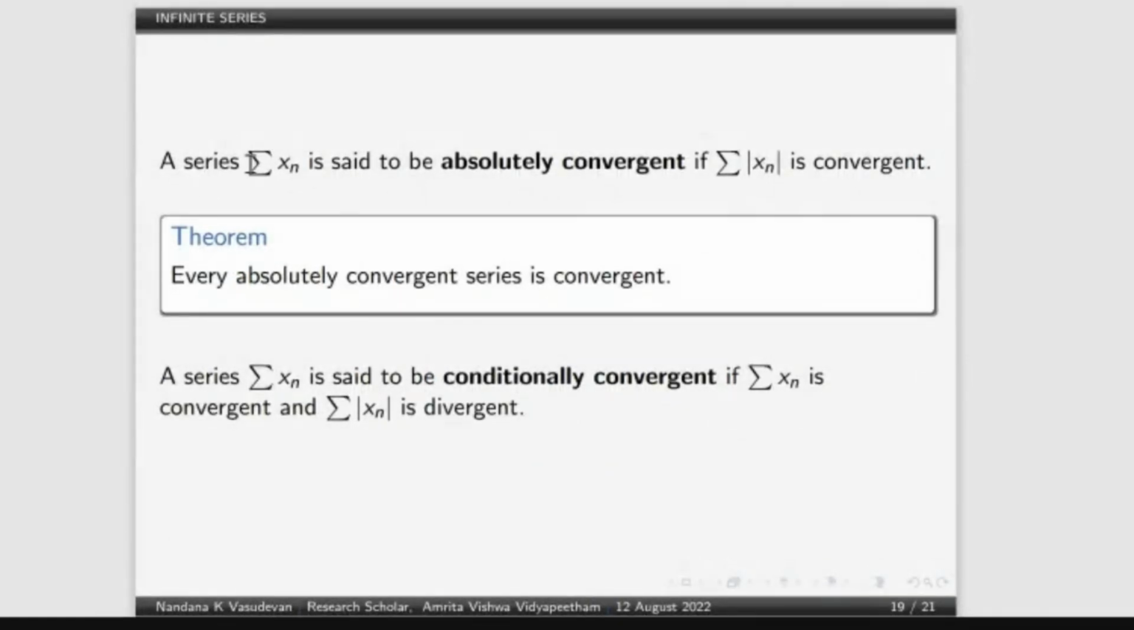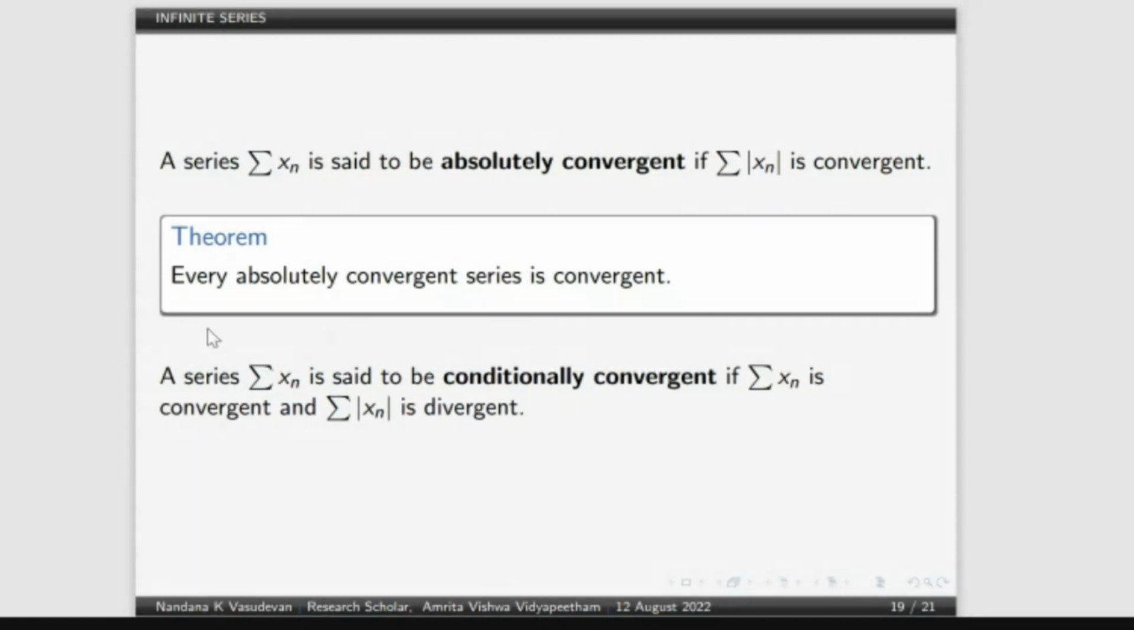So a series xn, whichever be the series, I'm not talking in particular about alternating series, any series xn, is said to be absolutely convergent if the sum of absolute values of those terms is convergent, right? When we are talking about the case of positive term series, both these series are the same. So it is only relevant when we have terms which are not positive, or when we are having negative terms along with it, right? And this is the theorem that we were looking for in case of alternating series, right?